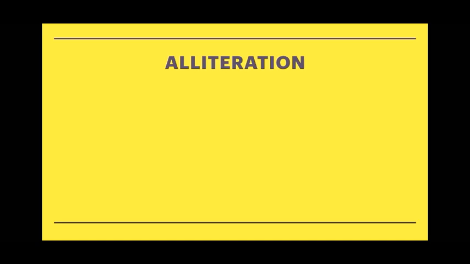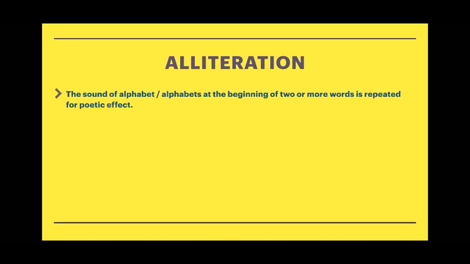Alliteration. Now what is alliteration? The sound of alphabet or alphabets at the beginning of two or more words is repeated for poetic effect. So in alliteration, the first alphabet or the first sound is repeated in two or more words. Let us look at examples to understand alliteration.